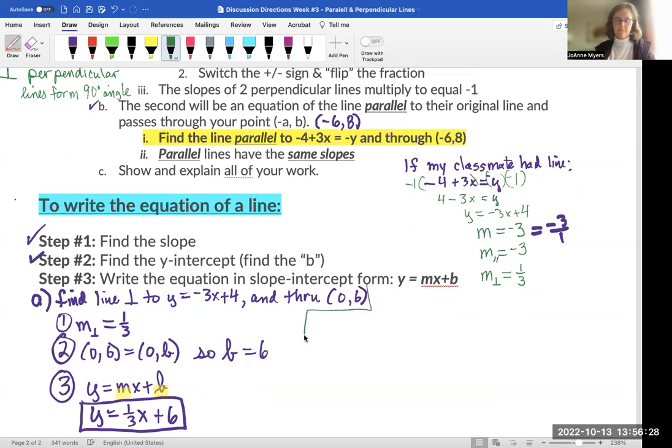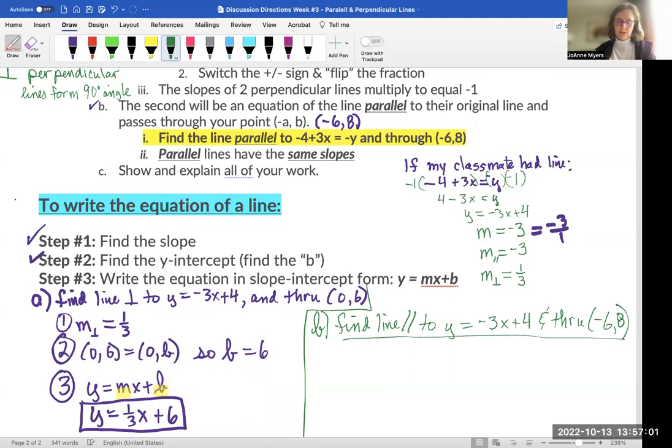Part B. Find the line parallel. I want the line parallel to my classmate's equation, which was y equals negative 3x plus 4, and through this other point, negative 6, 8. The negative 6, because I have 6 letters in my name. 8 is because I was born in August. So that's the set of directions.